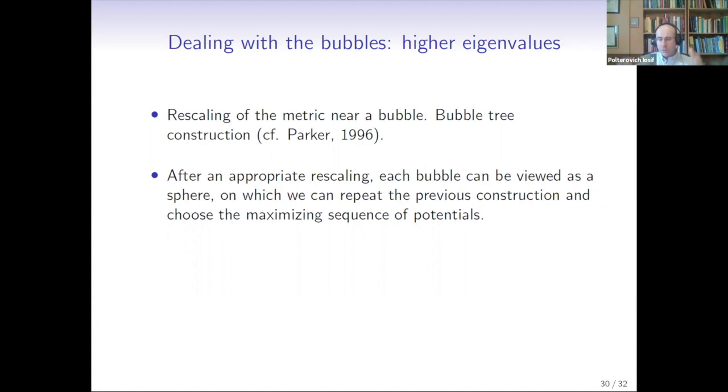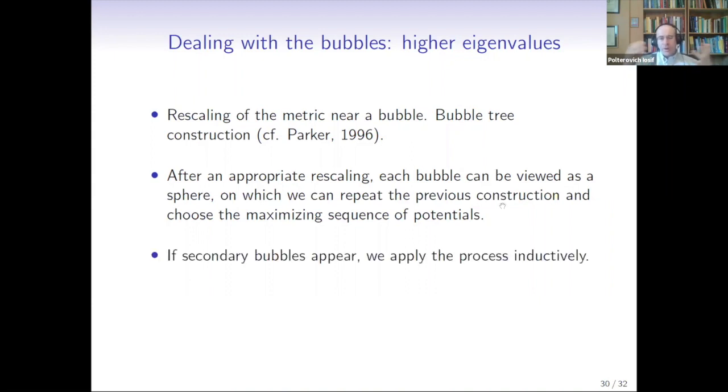In particular, you need to show that this bubble tree is finite, so that that procedure at some point terminates. And the approach that we're taking is that we show that, in fact, if you rescale appropriately, then each bubble can be viewed as a sphere. And on this sphere, we can repeat the construction that we have presented before. So you can once again choose a maximizing sequence of potentials and so on.